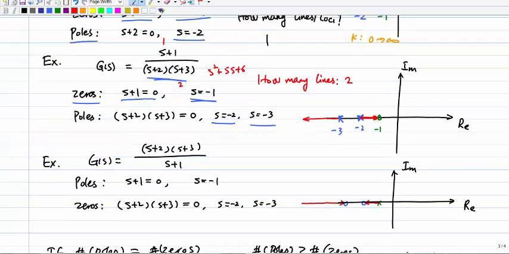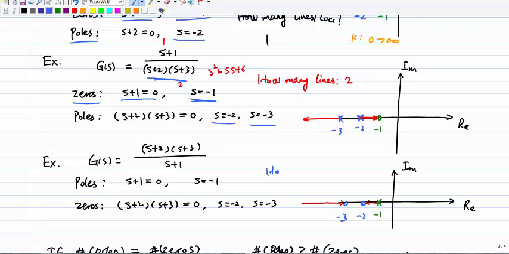What if I have to go to the opposite one? What if G(s) is given by (s plus 1) times (s plus 3) divided by s plus 1? Basically here I have two zeros, the zeros are here. I have one pole, right over here. So this is negative 1, this is negative 2, negative 3.